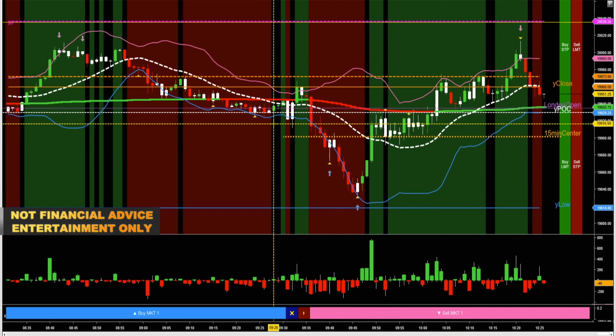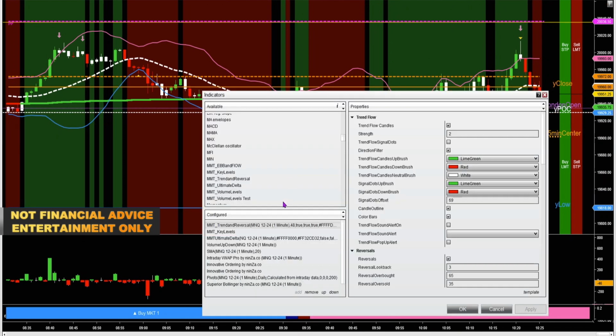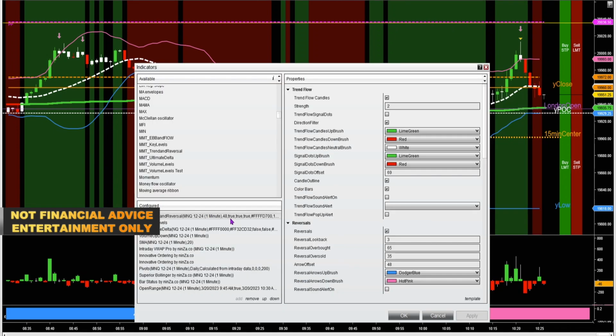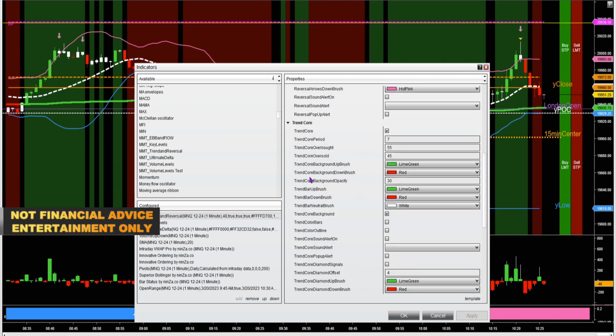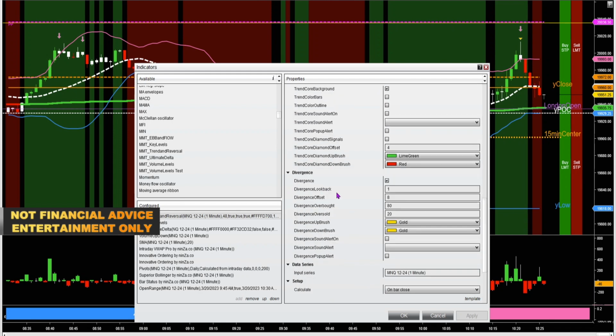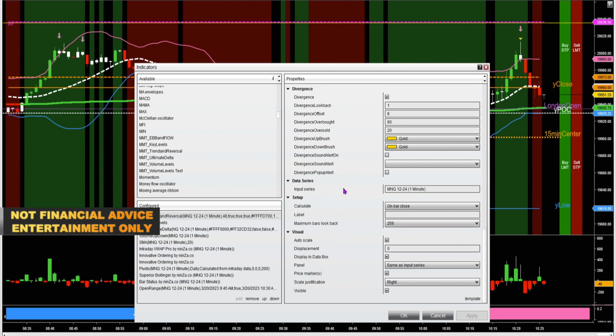Let's get into the settings and I'll show you exactly what my settings are here. So here is the MMT Trend and Reversal Indicator. There's 4 basic sections: the trend flow, the reversal section, the trend core section, and the divergence section. This is just using the standard default input series of the close of price for whatever chart that you are working on. No wild MACD or ADX inputs, cumulative delta, nothing like that. Just the close of price.